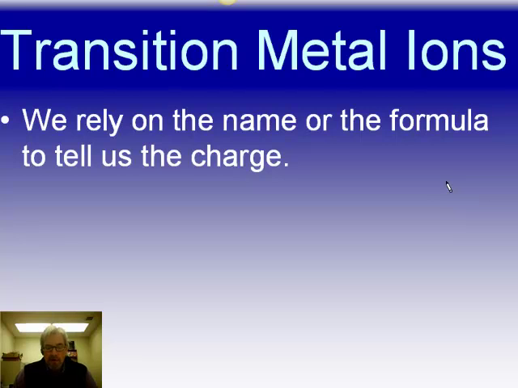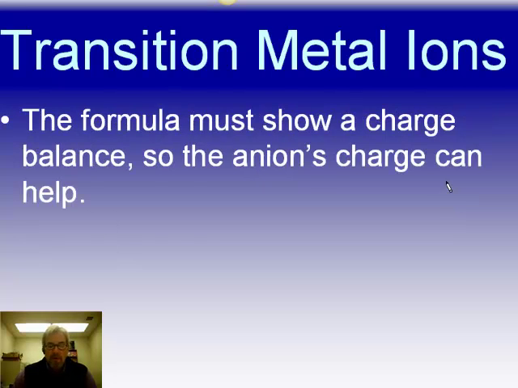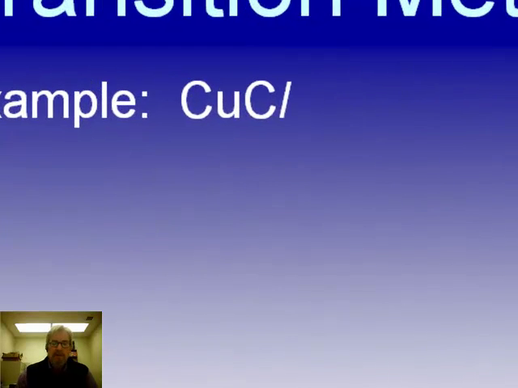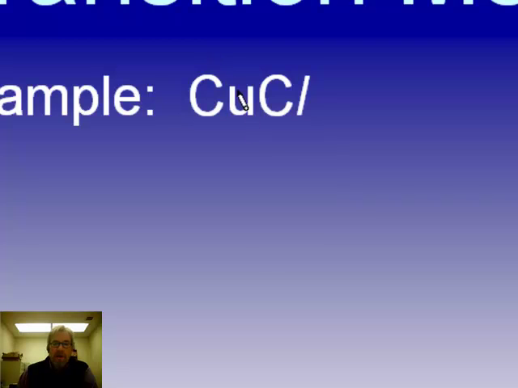So how do we know what their charge is? Well, in most cases, we have to rely on either the name or the formula to tell us the charge. Here's how it works with the formula. The formula has to show a charge balance. It has to reflect a balance between the pluses and the minuses. So the anion's charge can help us with that. Here's an example. CuCl. We know that the chloride ion is a 1- ion. Since there's one copper with every one chloride, we don't see any subscripts there, that means the copper must match that, so this must be a copper 1+ ion. The charge must be 1+.